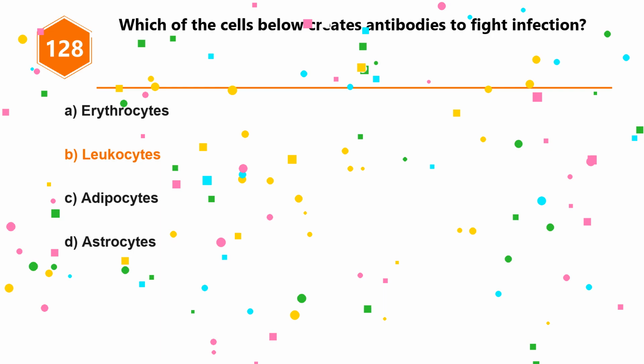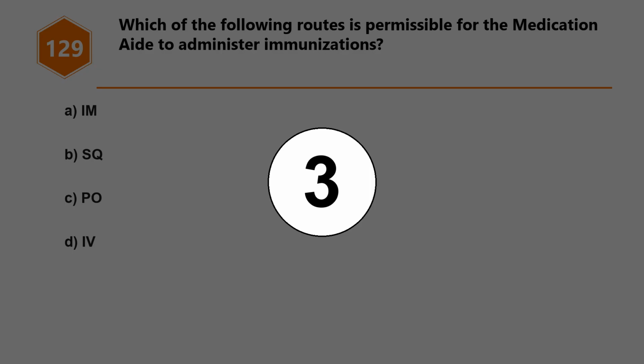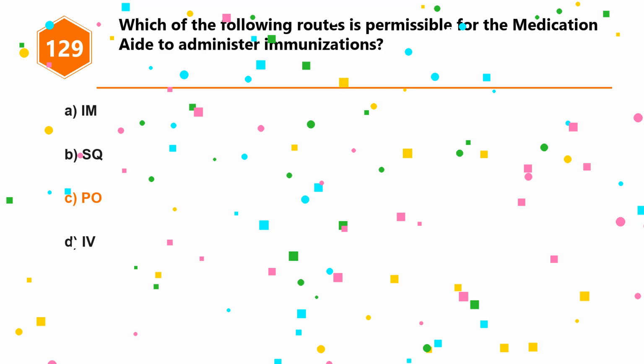The correct answer is option B, leukocytes. Question 129. Which of the following routes is permissible for the medication aide to administer immunizations? Option A, IM. Option B, SQ. Option C, PO. Option D, IV. The correct answer is option C, PO.